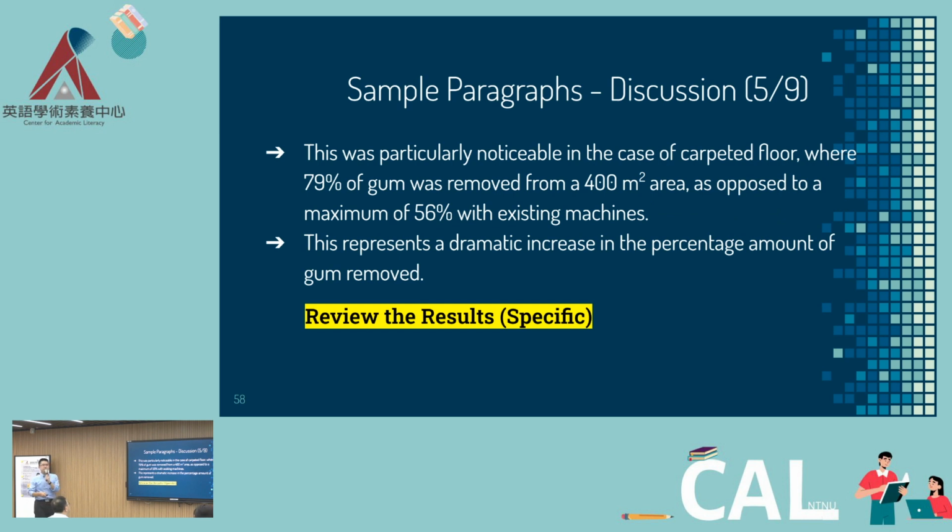Okay, so how about the specific one? We'll go through the next. Thank you. This was particularly noticeable in the case of carpeted floor, in which 79% of gum was removed from the 400 meter square area, as opposed to a maximum of 56% with existing machines. Would you please finish the next one? This represents a dramatic increase in the percentage amount of gum removed. Yeah, after we provide a general description of the results, now the author invites the reader to focus on this one. Especially the carpeted floor, where 79% of gum was removed as opposed to a maximum of 56% with the existing machine. So this represents a drastic increase in the percentage amount of gum removed. That's the results. The author wants the audience to take notice.